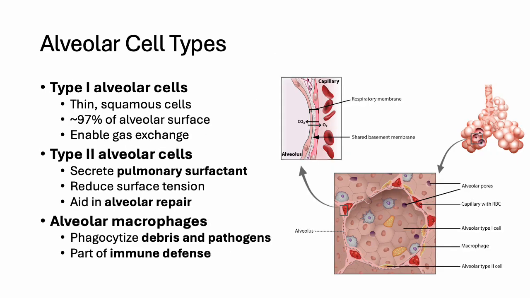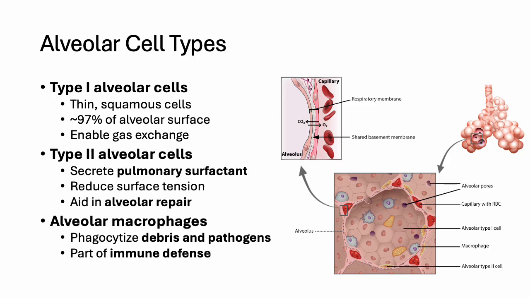Now let's take a look at the three major types of cells that make up the walls of the alveoli and support the function of the respiratory membrane. First, we have type 1 alveolar cells, known as type 1 pneumocytes. These are thin, squamous epithelial cells that make up about 97% of the alveolar surface. Their primary role is to facilitate gas exchange by forming a thin barrier through which oxygen and carbon dioxide can diffuse. They're extremely thin, about 25 nanometers thick, to minimize resistance to diffusion.